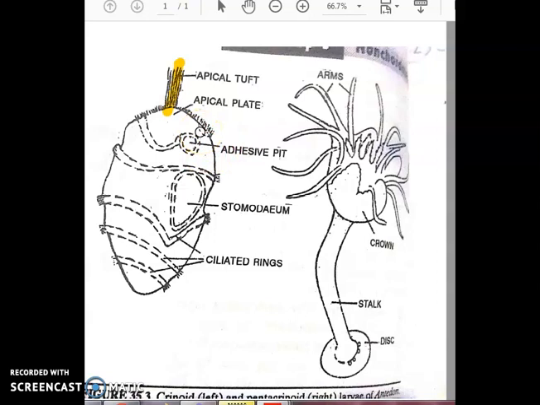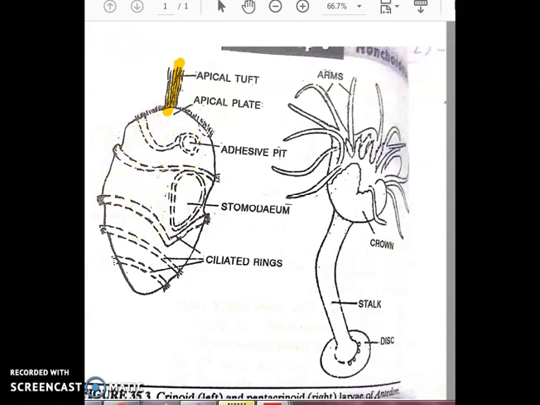This is the structure of this crinoid larva, also known as the Doliolaria larva. It is barrel shaped, bearing a tuft arising from the apical plate. The stomodeum is there, the adhesive pit is there, and the ciliated rings are present. Between the first and second, or second and third ciliated rings, there is a vestibule.